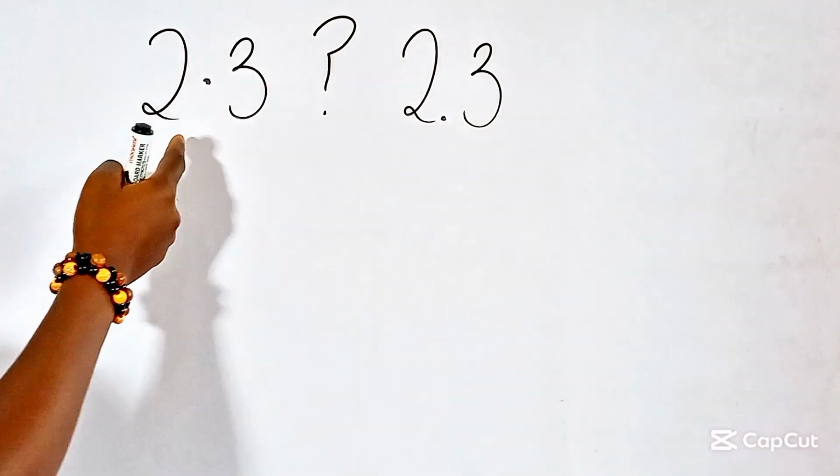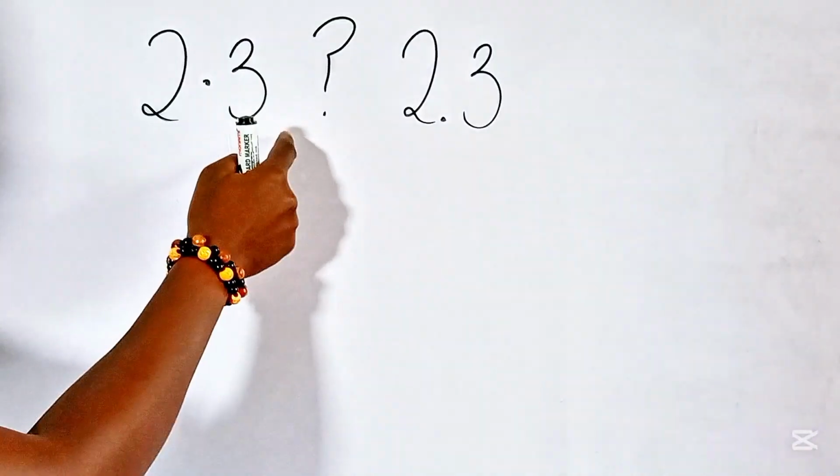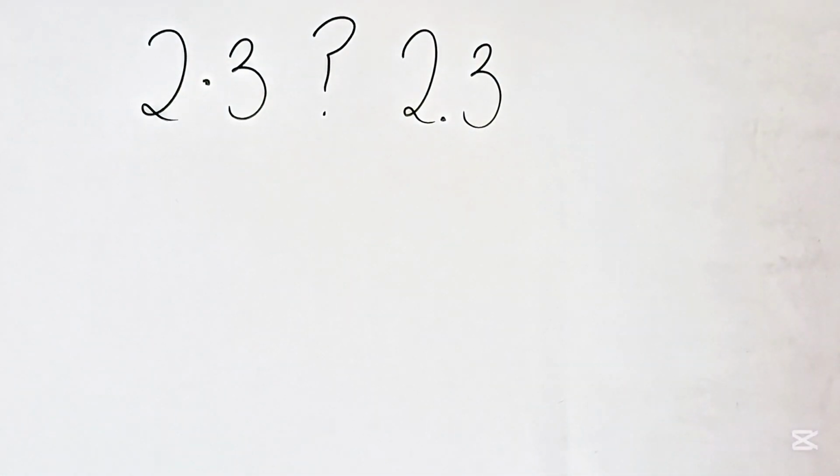Board, we have two numbers with a question mark separating them. I want you to take a look at these two numbers and see if you notice any difference. They look almost identical, right? Just a tiny dot in a slightly different place.